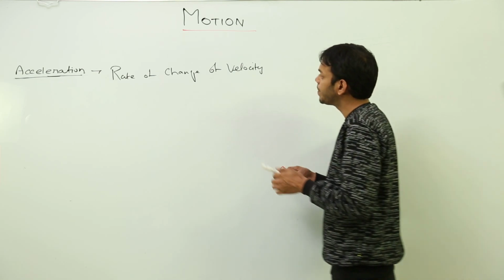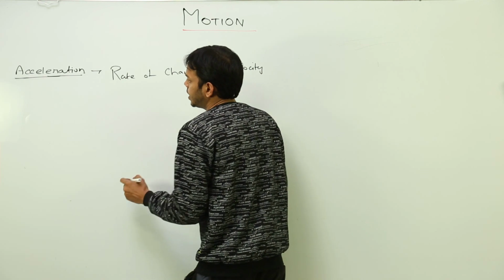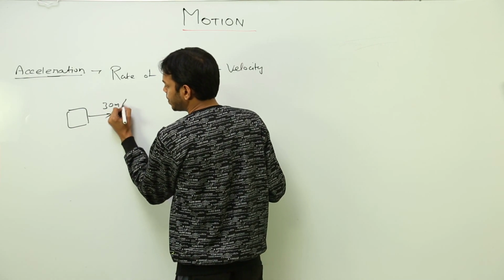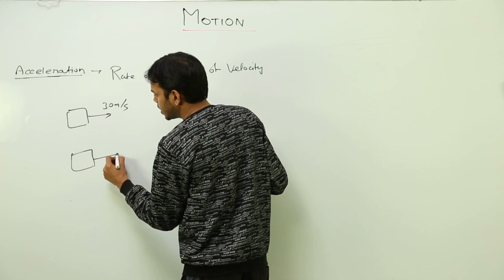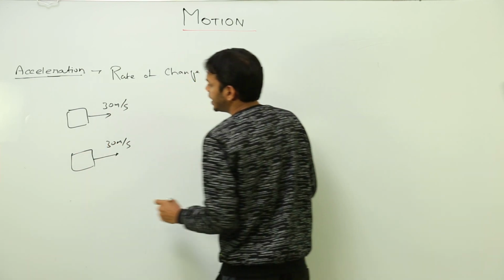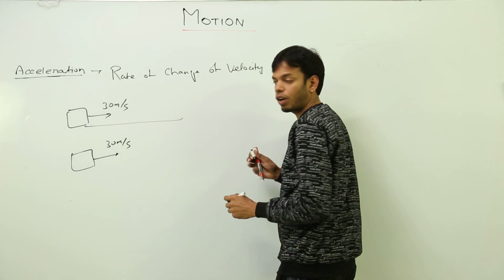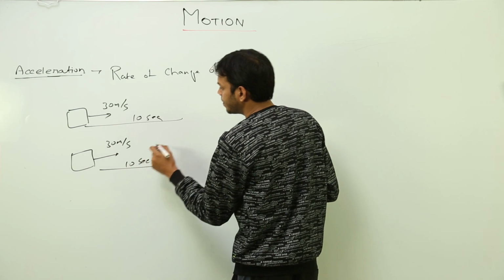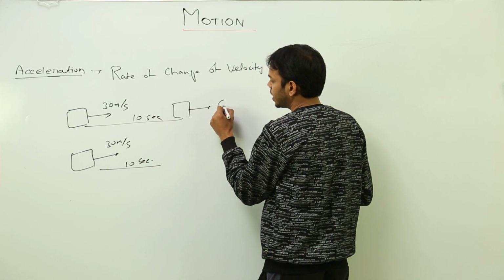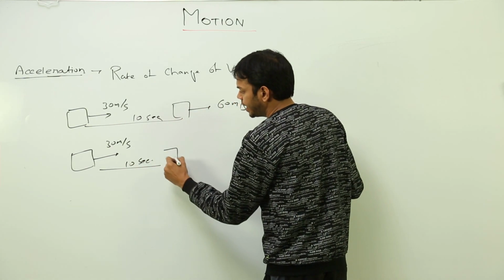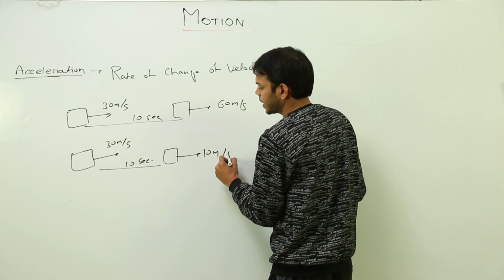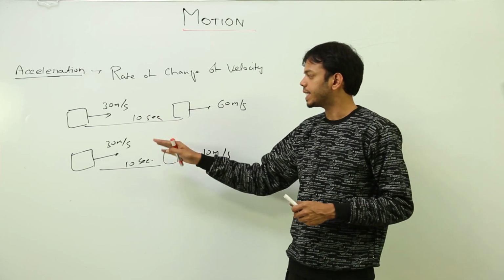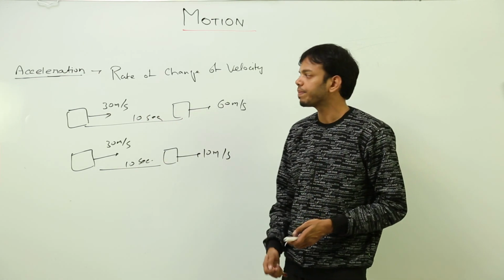Now let me proceed. Rate of change of velocity means an object which is traveling at 30 meters per second, taking two cases, is now in an interval of 10 seconds, again 10 seconds, it is now moving with 60 meters per second, and here it is moving with 10 meters per second. In the first case, object increased its speed, whereas in the second case, object decreased its speed.